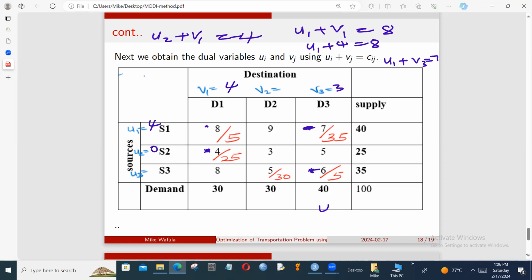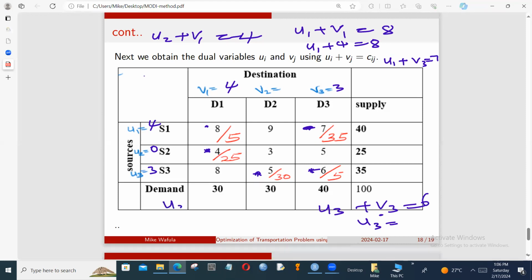Because you can see that U3 plus V3 is equal to 6. You know V3. So what is U3? It's 3. Yes. Thank you. And we can now use this as allocation.